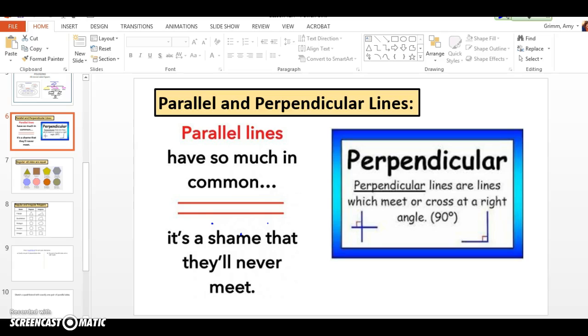Intersecting lines at 90 degrees. Okay, so perpendicular lines meet or cross at 90-degree angles. And then there's always going to be the right angle box where it's going to tell you 90, but usually it's the right angle box.